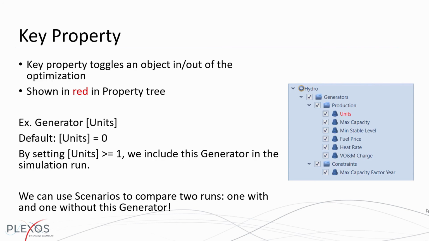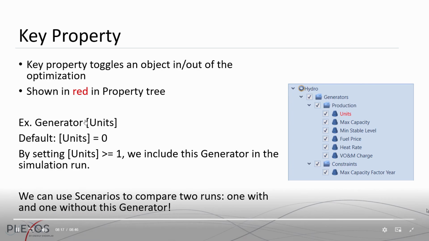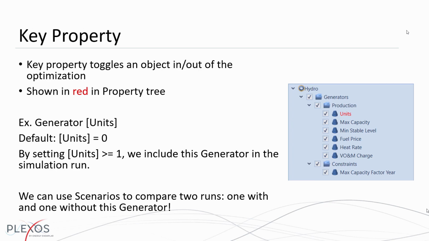We've considered until this point changing properties like max capacity, heat rate, and ramp rate for existing generators. But what if we want to toggle a generator in and out of an optimization? To do this, we can put a scenario on the key property. Each class has a key property that toggles an object in or out of the optimization. This is shown in red in the property tree. For the generator class, the key property is units, the default value of which is 0. By setting the units to a value greater than 0, we include the generator in the simulation run.